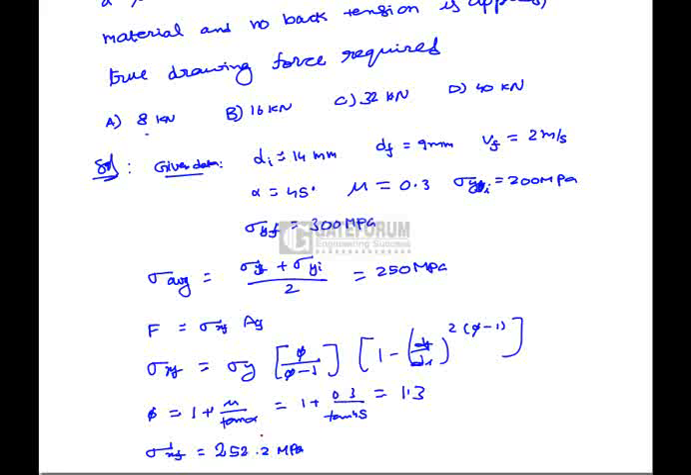So now substitute all these values again in the force, that is F is equal to 252.2 into the final area of the wire and is equal to 16 kilonewton. So this is the required force, 16 kilonewton, and in the options the correct option is B. B is the right answer.